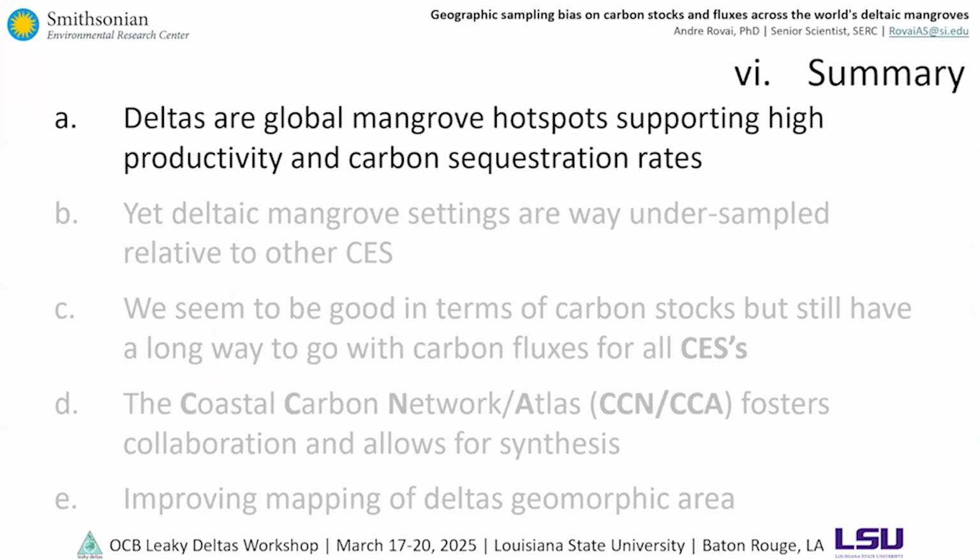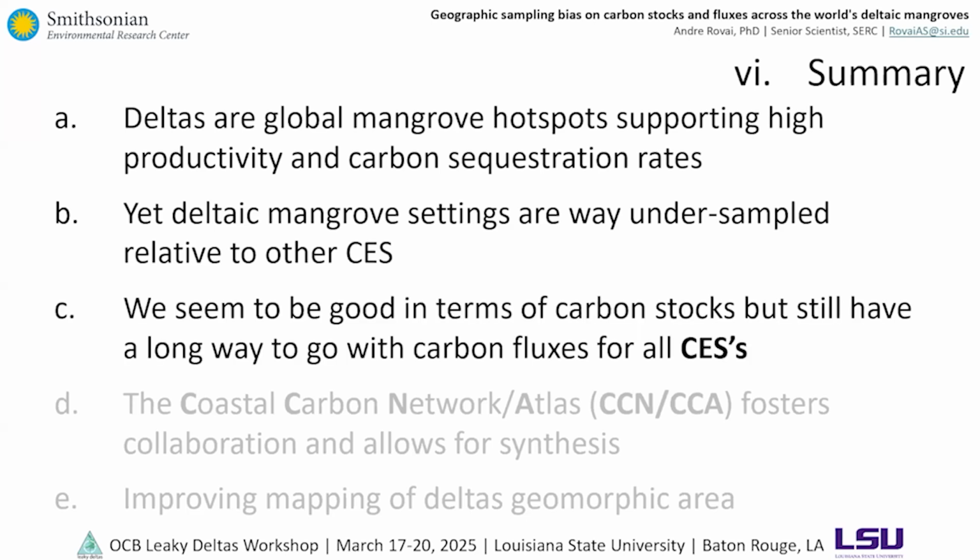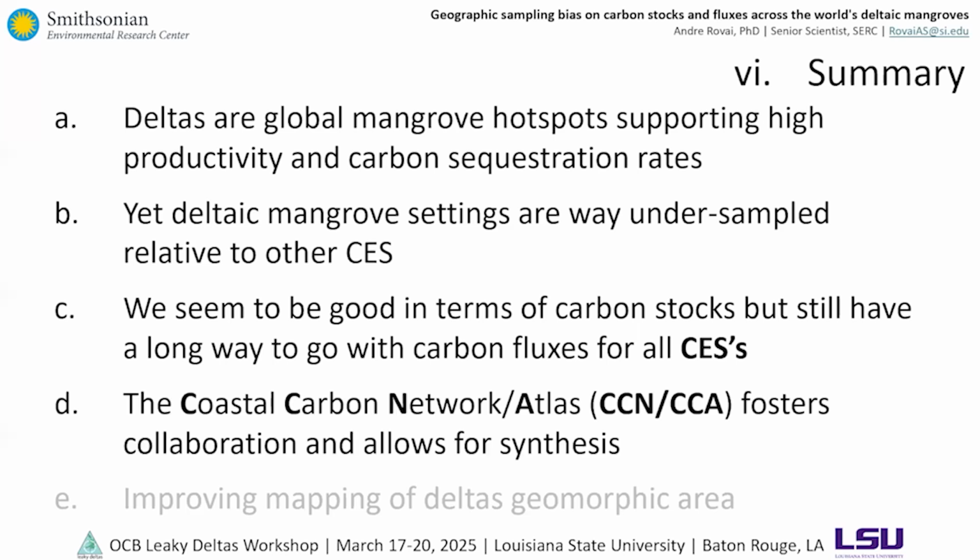So a few wrap-up points here. Deltas are global mangrove hotspots, as you saw, supporting high productivity and carbon sequestration rates, right? I think, Mark, you went around the world, you saw that the tallest mangroves in the world are usually on deltaic or macrotidal systems, right? Yet deltaic mangrove settings are way undersampled, as you saw in the data, especially on the carbon fluxes part, relative to other coastal environmental settings. So we've sampled a lot of estuaries and lagoons, but we know very little about what's going on in deltas for mangroves. We seem to be good in terms of carbon stocks, but still have a long way to go on the carbon fluxes side of things.